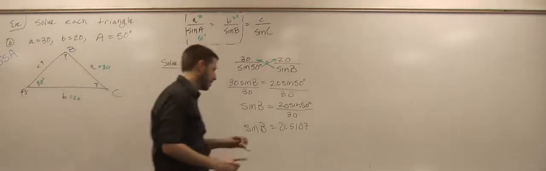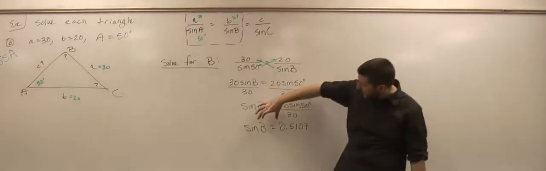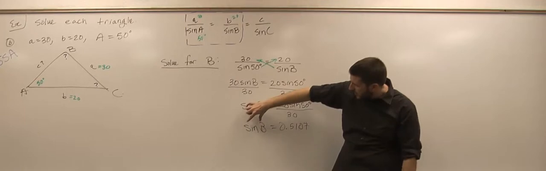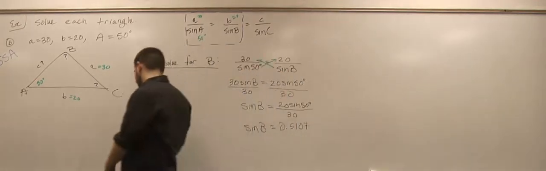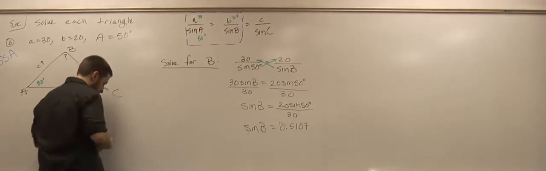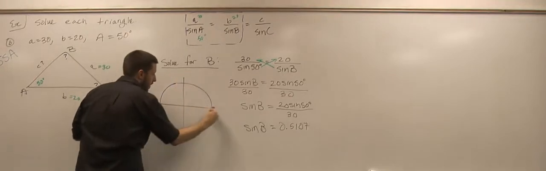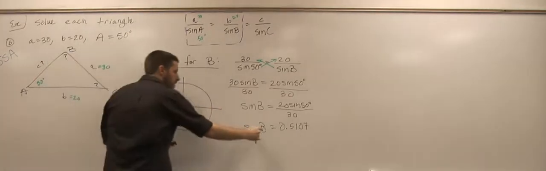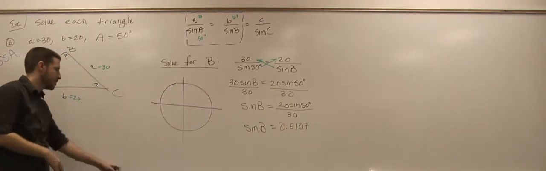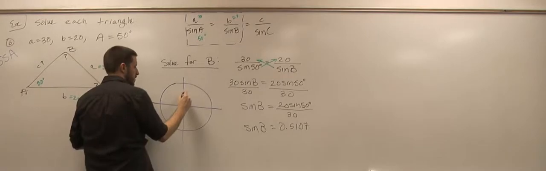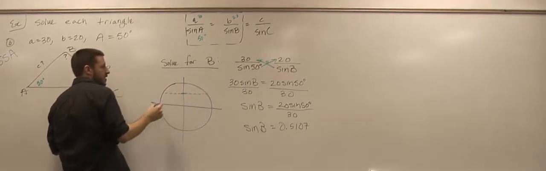Okay, now this is where your life gets a little tricky. Think about what we're actually doing here. We're solving the equation sine B equals 0.5107. So on the unit circle, your good old unit circle from however long ago, this is asking where is the y value equal to 0.5107. So here's 0.5107 on the y-axis.